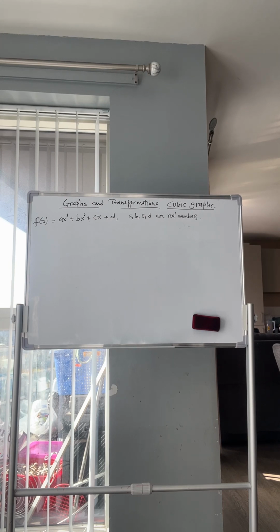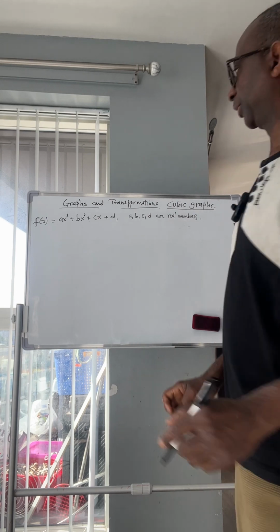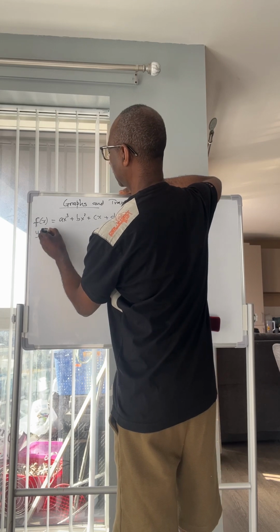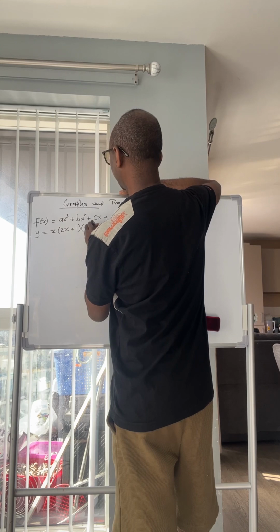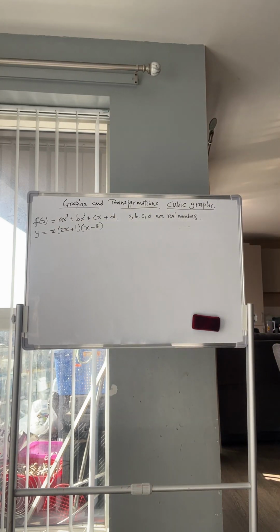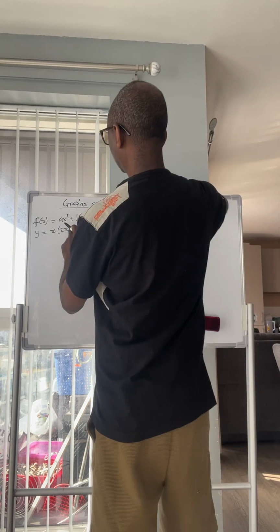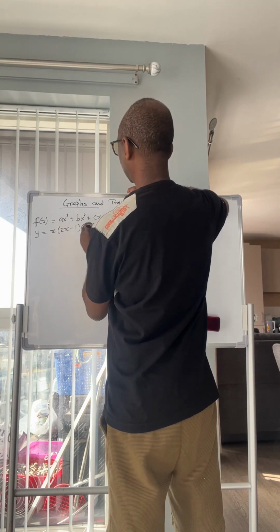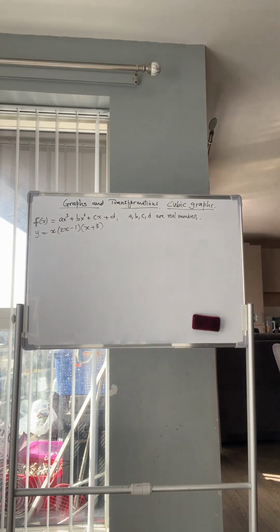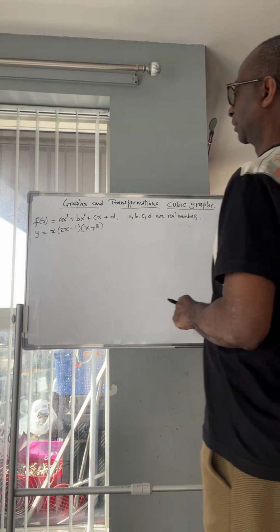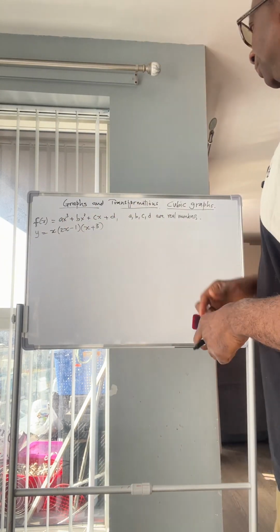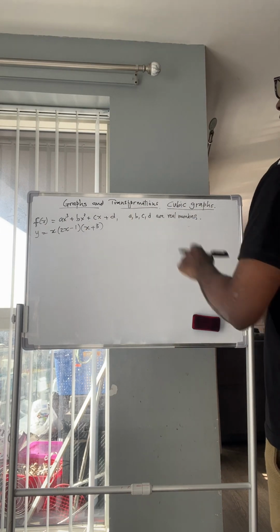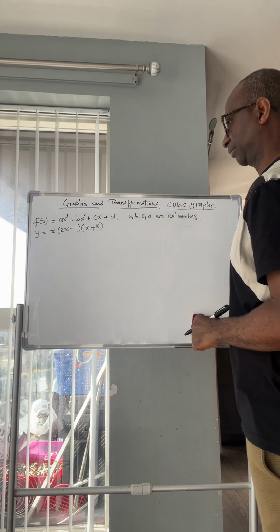In this case, we have y equals x, 2x minus 1, x plus 3. Correct. This is number 2. We've done number 1 in a previous video. So let's see how we can sketch this graph.